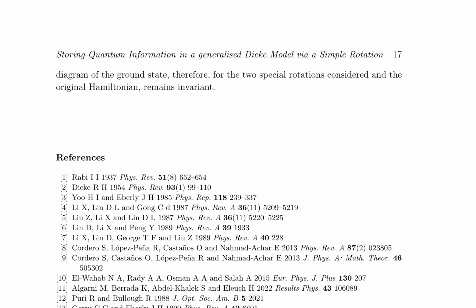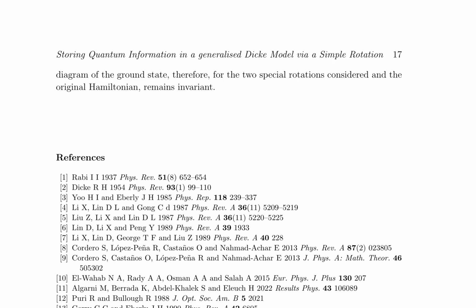The research paper discusses the storage of quantum information in a generalized Dicke model through a simple rotation. The Dicke model, first proposed by R.H. Dicke in 1954, is an essential theoretical framework for understanding the interaction between light and matter in quantum physics. The model has been extensively studied in various contexts, including quantum phase transitions and symmetry groups.